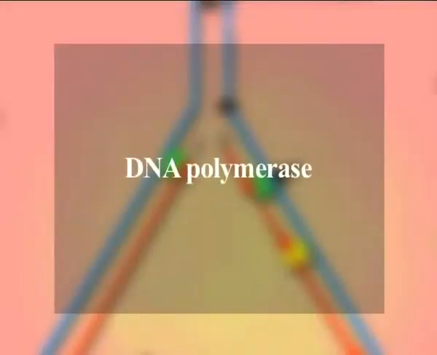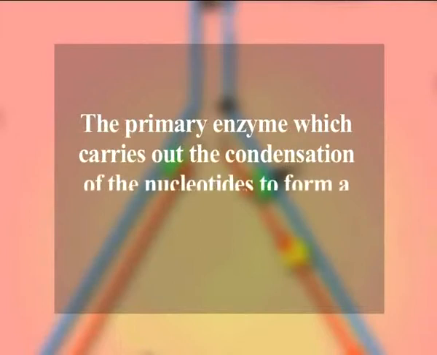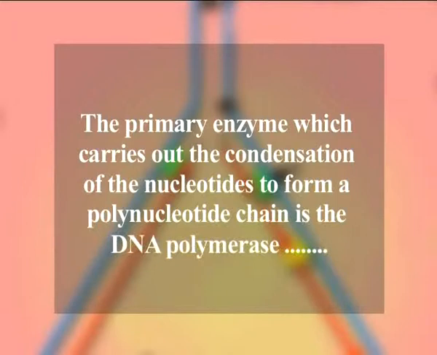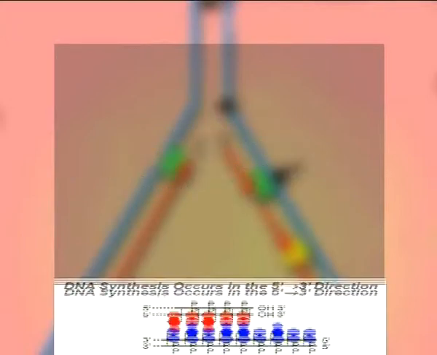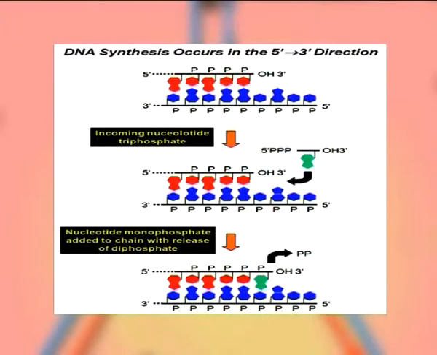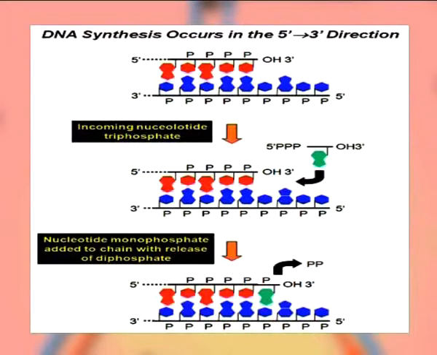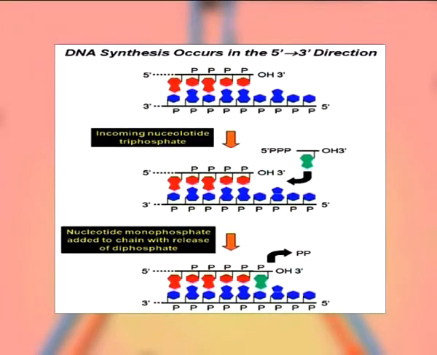DNA polymerase. The primary enzyme which carries out the condensation of the nucleotides to form a polynucleotide chain is the DNA polymerase. It is a single polypeptide with a molecular weight of 109 kD. It catalyzes the synthesis of the DNA from 5' to 3' direction. That is, it starts copying the template DNA from its 3' end. It cannot act in the opposite direction.